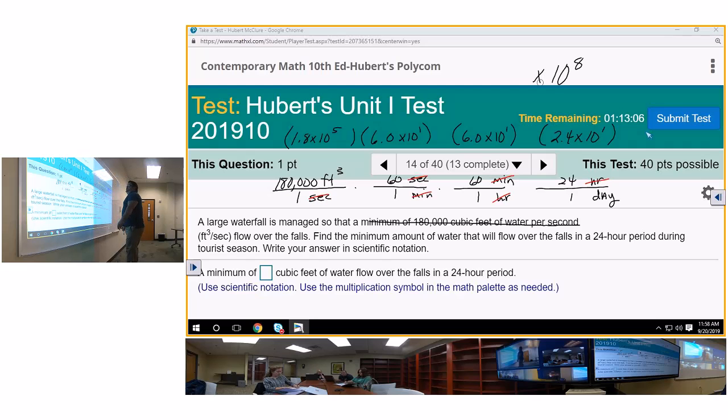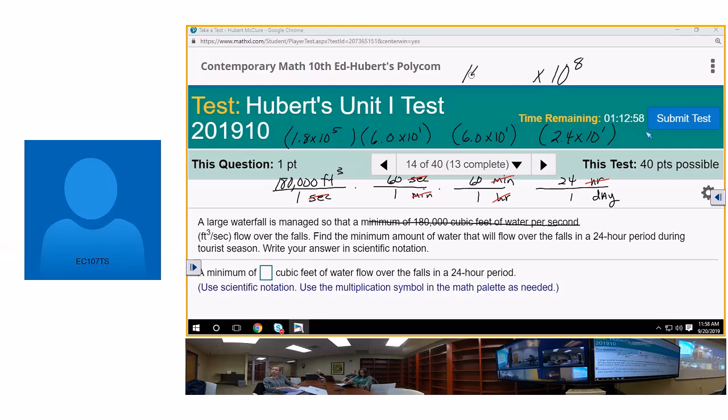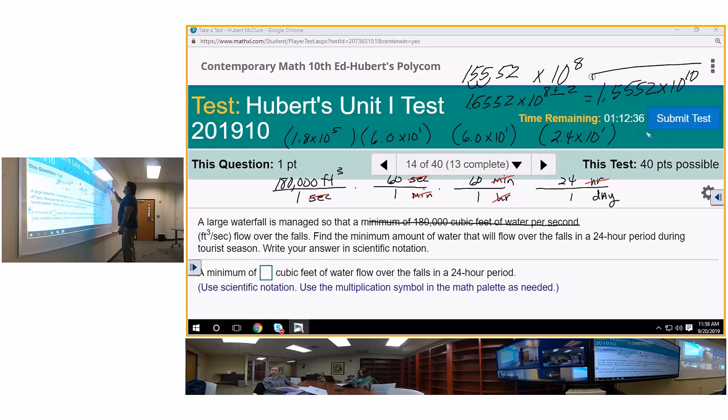Now somebody multiply for me. 1.8 times 6 times 6 times 2.4. Okay, you did everything. What is it? 155.52. I'm going to move 2 places. 1.5552 times 10 to the 8 plus 2. Move it to the right. So my final answer is 1.5552 times 10 to the 10th power.